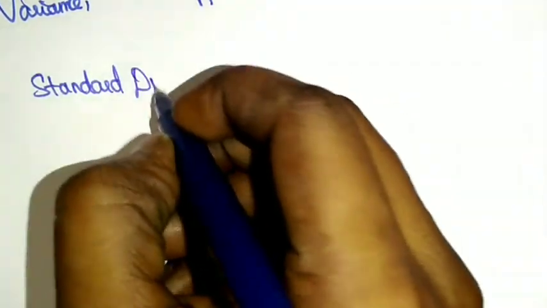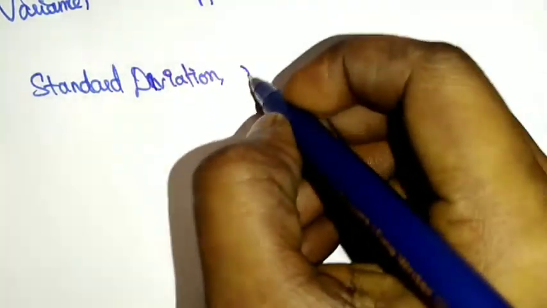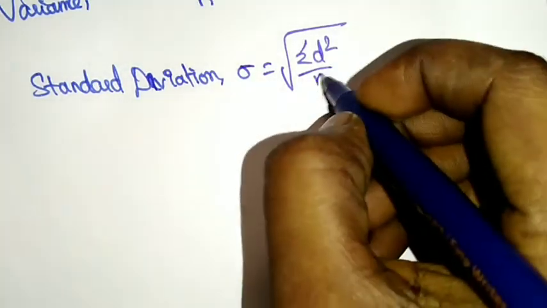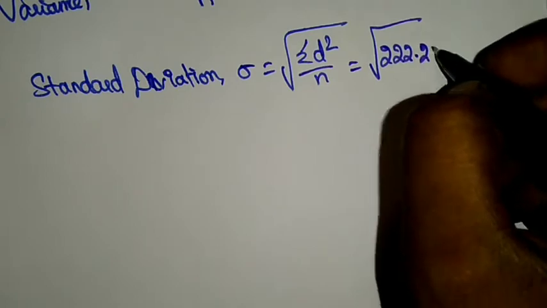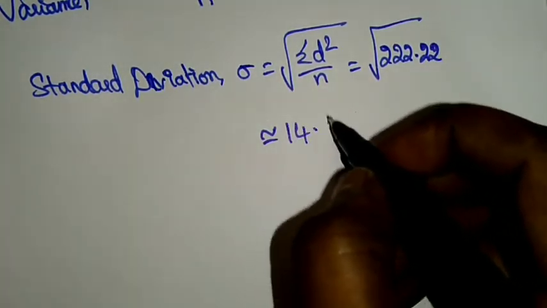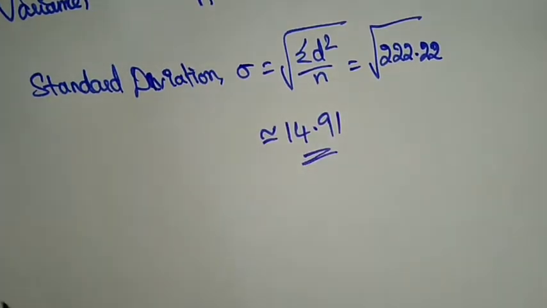Now we have to find the standard deviation. Sigma is equal to the root of summation d square divided by n, so the root of 222.22 is approximately equal to 14.9.